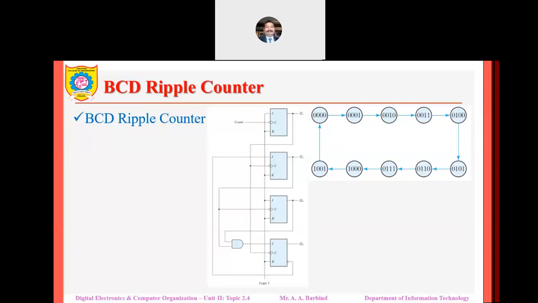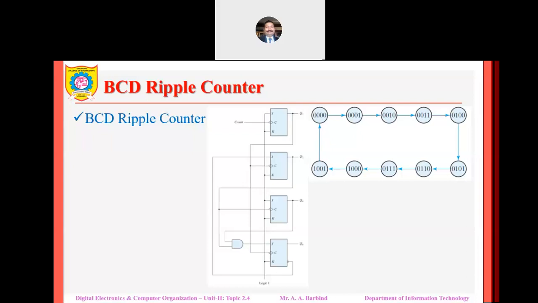digit. So the first code being 0000 for decimal 0, then 0001 for decimal 1. So like that, for each of the digit there will be one code, and finally for 9 it will be 1001. And after 9, usually the next digit is 0. So instead of going to 1011, as in case of the 4-bit binary counter, this particular BCD ripple counter goes to the initial state, that is 0000. So this is BCD ripple counter.